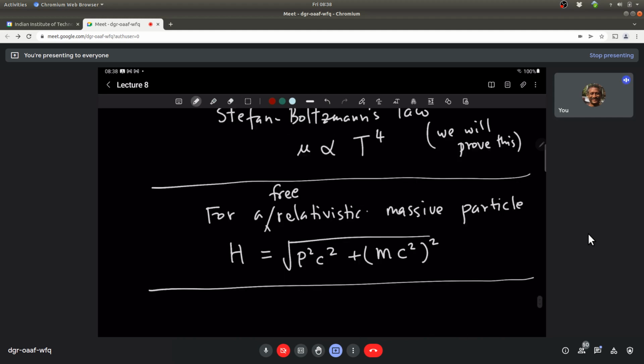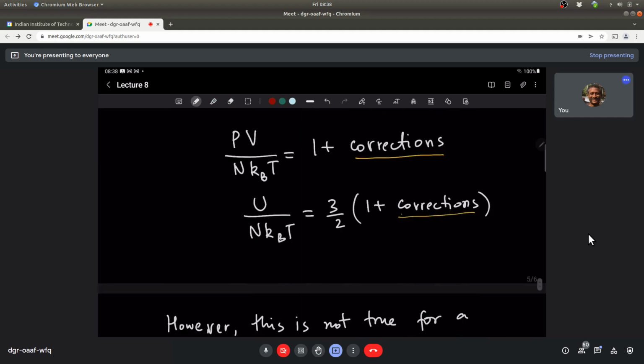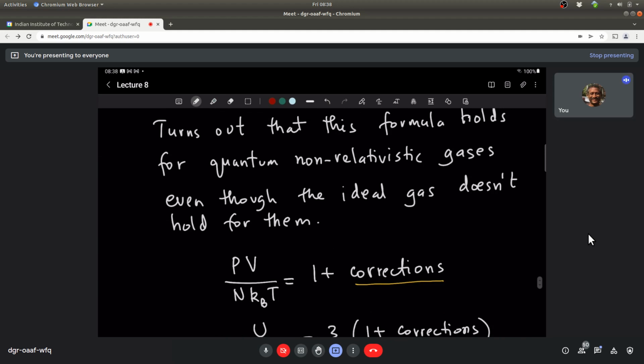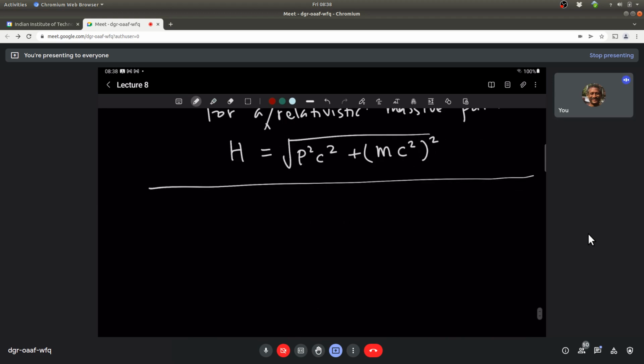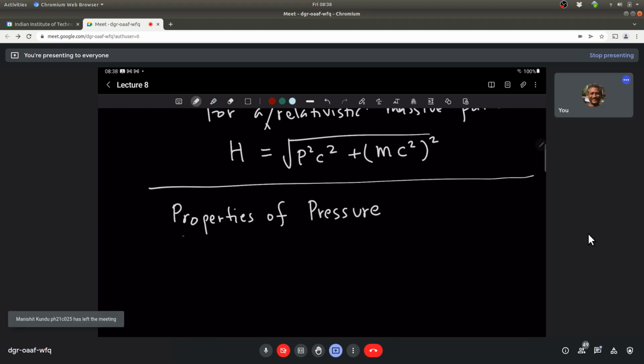Okay, so this is what I mean. The reason why we are using the ideal gas, I'll discuss that after. I just want to discuss a few properties of pressure. Only a couple, so that's one thing which goes by the name of Pascal's law.